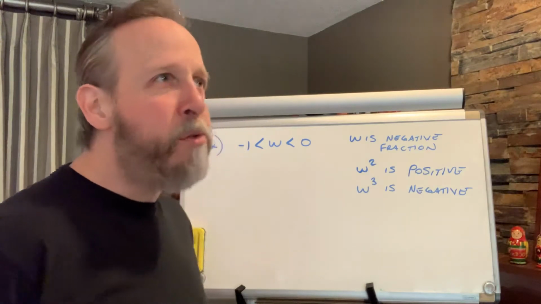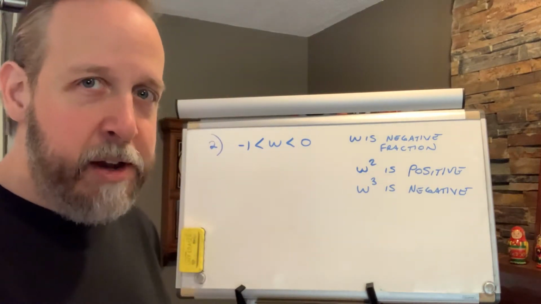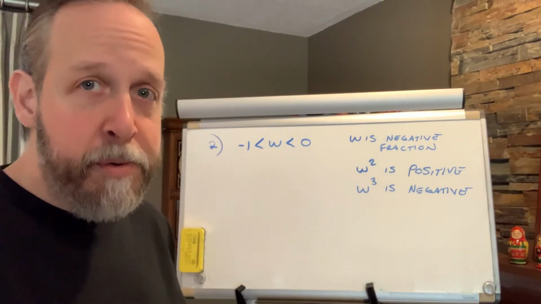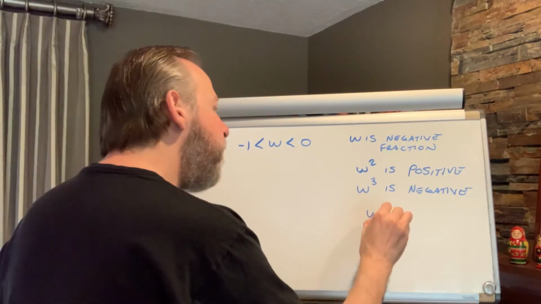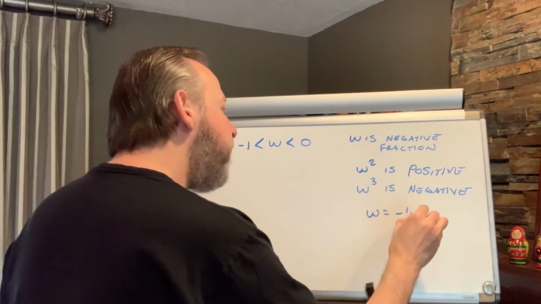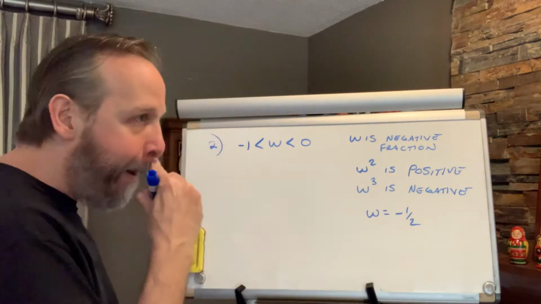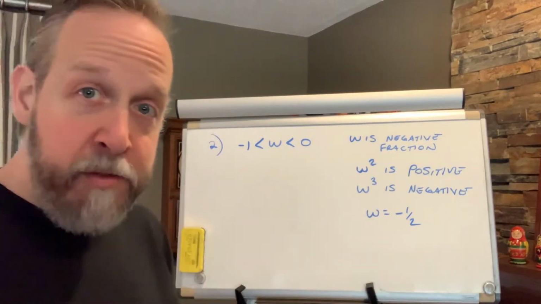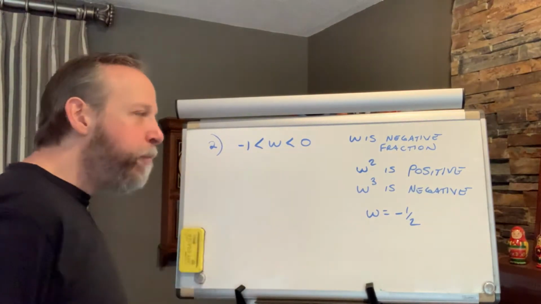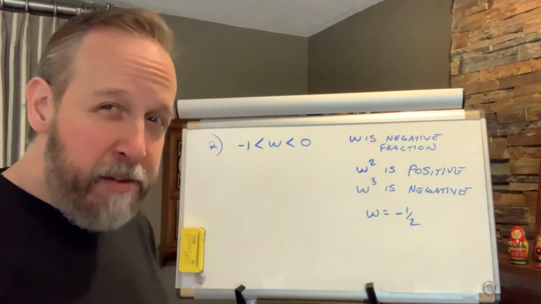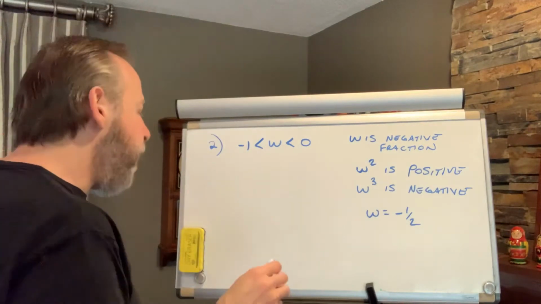But let's just say you didn't understand that or didn't recognize that. Choose a number. Plug it in, see what works. I'm going to say W is -1/2. It's easy to work with. I'm choosing a value. It's a negative number, and it's in the right range. It's between 0 and -1. So I'm going to choose -1/2 as my value, and I'm going to plug it in.